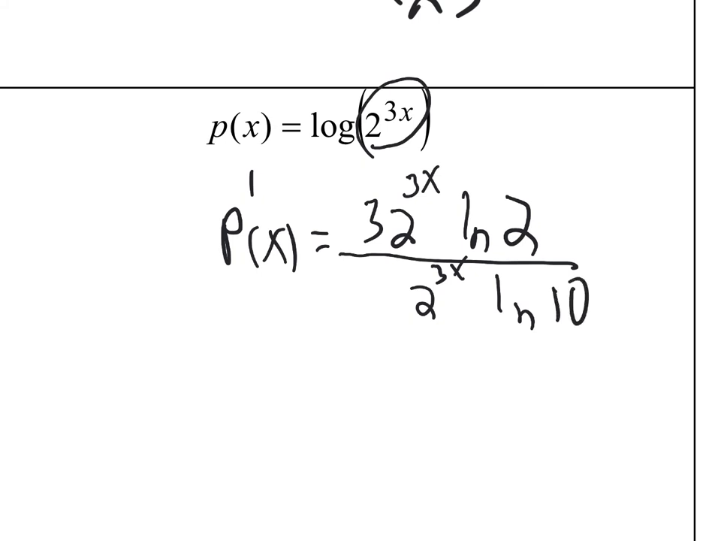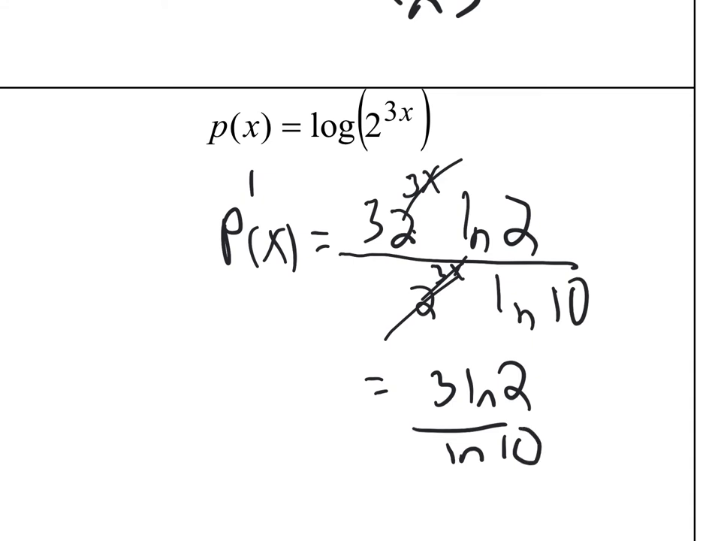Let me erase what I wrote up there so I can make sure. Yeah, it's log base 10. Isn't that interesting? And do you see how the 2 to the 3x is in both, so it technically cancels. So it is 3 natural log of 2 divided by natural log of 10. Wait a minute, that's weird. How can that cancel to a constant? Let me double check. 2 to the 3x times 3 times natural log of 2 over 2 to the 3x, divided by natural log of 2.